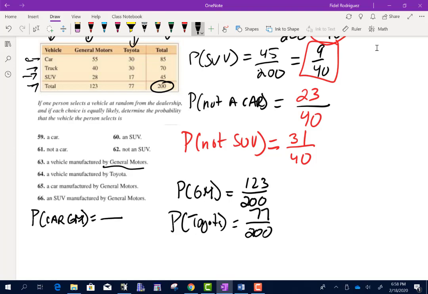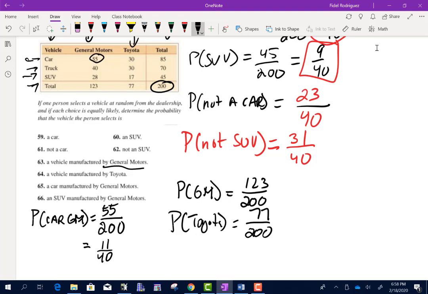And then for 65, it says, what's the probability that it's a car made by GM? Okay. A car made by GM. So again, we still have a total of 200 vehicles. But if it's a car made by GM, there's only 55 of those, right? So guys, if we divide those by 5, that'll give me 11 over 40.